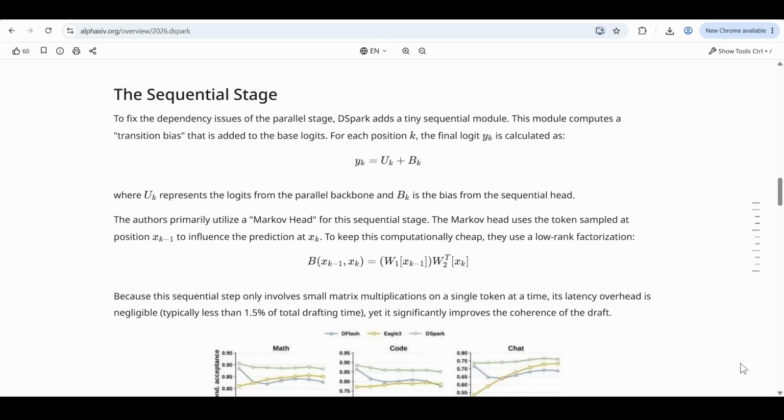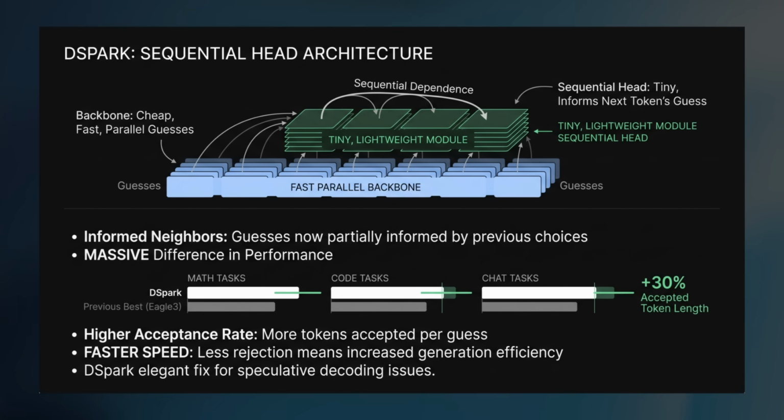DSpark fixes this with what they call a sequential head, and it's genuinely elegant. They keep the fast parallel backbone. That's the cheap part that makes all the guesses at once. But then they add a tiny, lightweight module on top. This module lets each token's guess peek at what the token right before it decided.